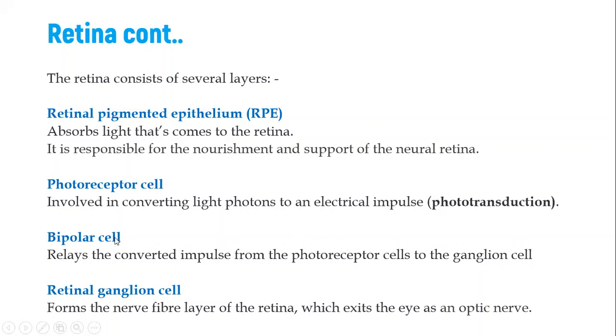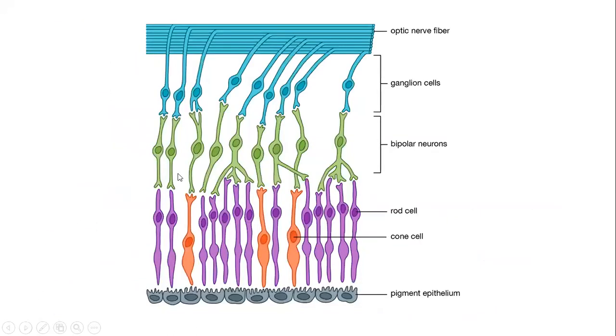Okay. Then you have bipolar cells, which relay the converted electrical impulses from the photoreceptors to the ganglion cells. So this is like a tube of nervous cells that just relays the electrical impulse from the photoreceptors to the retinal ganglion. The retinal ganglion cells now form part of the optic nerve. They receive the electrical impulse from the bipolar cells, and then together they form part of the optic nerve.